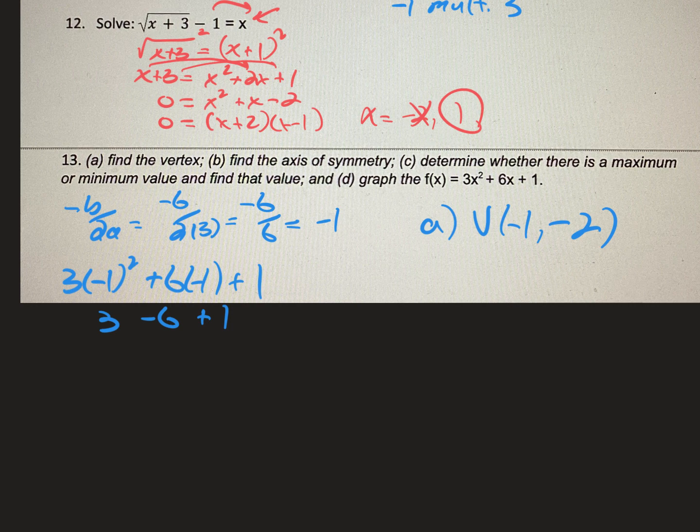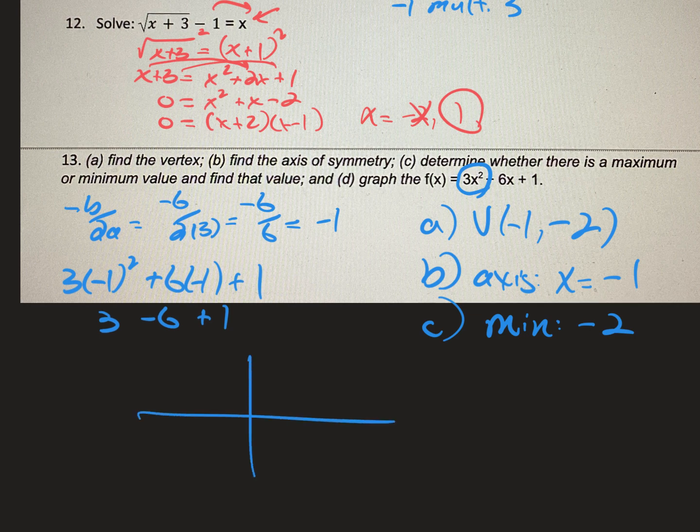That's what you need to get the other 2 answers. B, I need my axis of symmetry. Don't forget your axis. You must put x equals, and it's your x-coordinate. The axis goes right through your vertex. Part C, is it a max or a min? Because that's a positive 3 in the front, that means it opens up, which means there's a min. And the minimum value is the y-coordinate of the vertex, the negative 2. Now, if we do part D, the vertex is negative 1, negative 2. We'll put the vertex there, and it opens up. And for us right now, that's good enough.